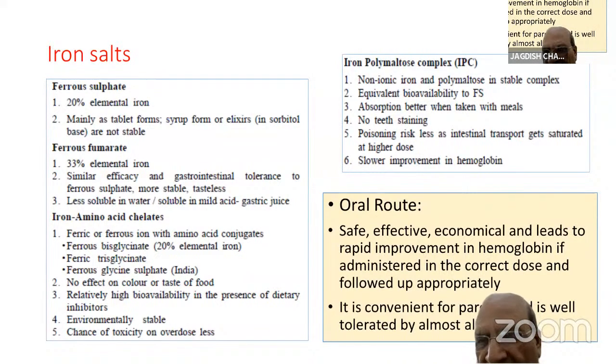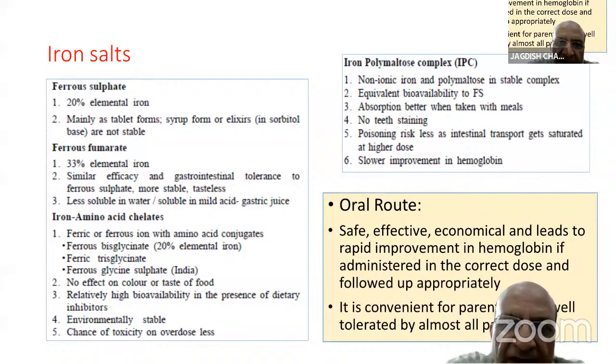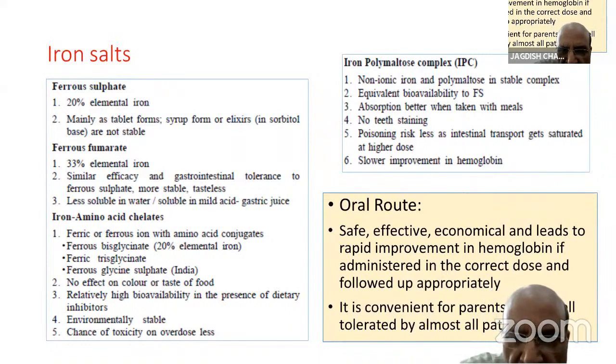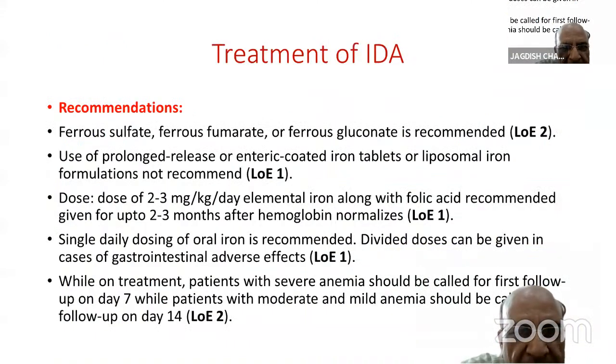Why it is important here to highlight is that the adult literature on iron deficiency anemia talks of giving intravenous therapy in one go, particularly in Western countries. In India also, there are people who are recommending for adult iron deficiency anemia just giving, because the intravenous iron therapy has become really very safe, and this can be very safely given. But in children, still we are persisting with oral iron therapy, which is quite safe and effective and economical.